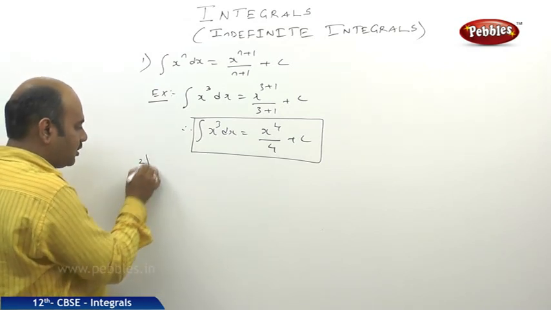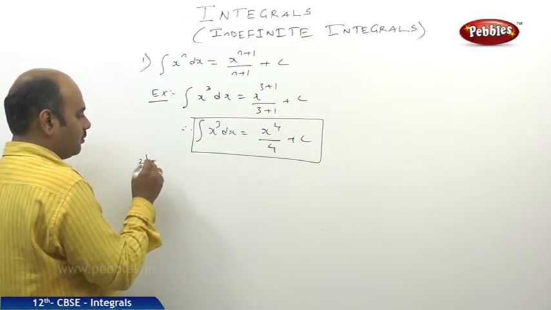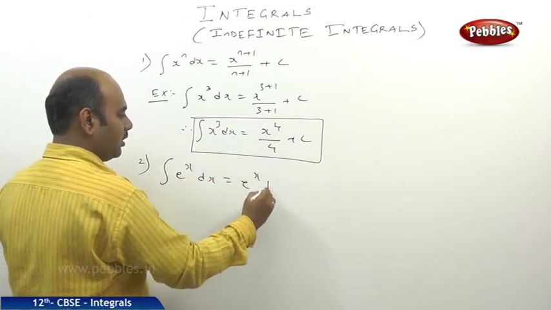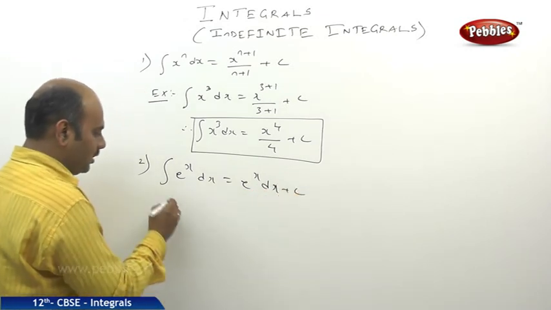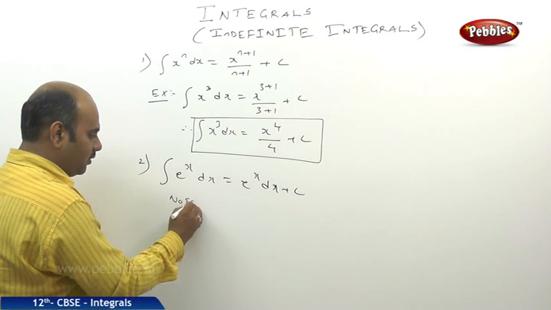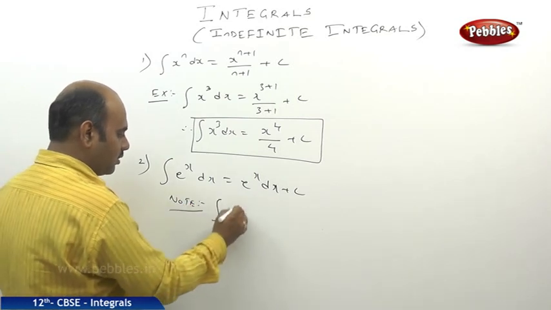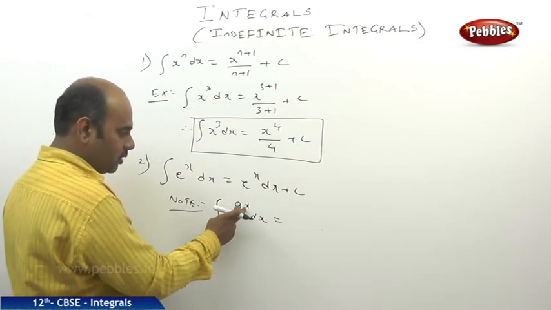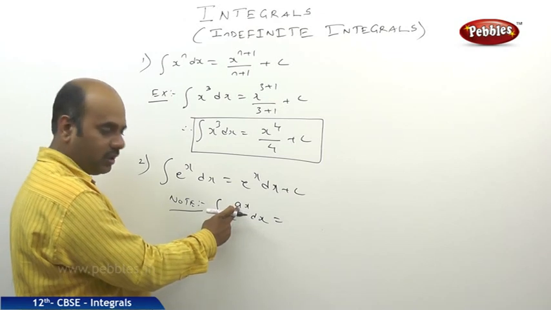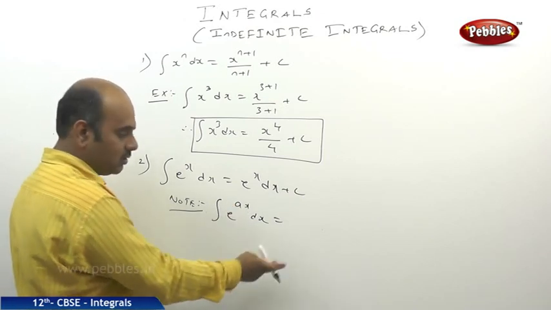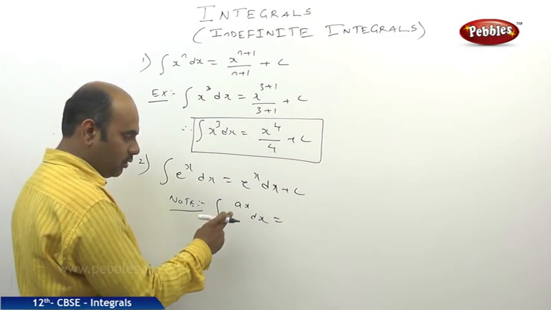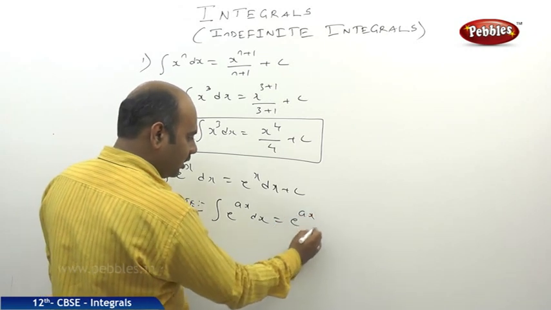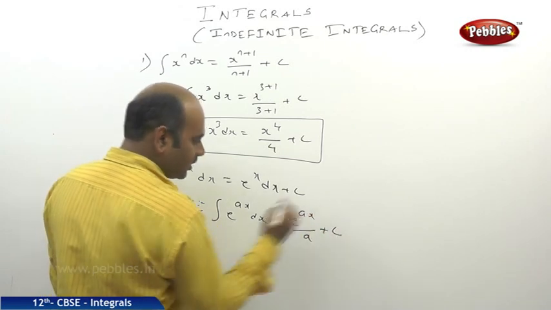Now I am going for another formula. Integral of e power x dx is e power x plus c. And sometimes in your textbooks you will come across e power ax dx. Whenever this kind of notation comes, always observe carefully: the coefficient of x here is a, and that should come as the denominator. In differentiation we used to write a as a product, but here we write e power ax by a plus c.